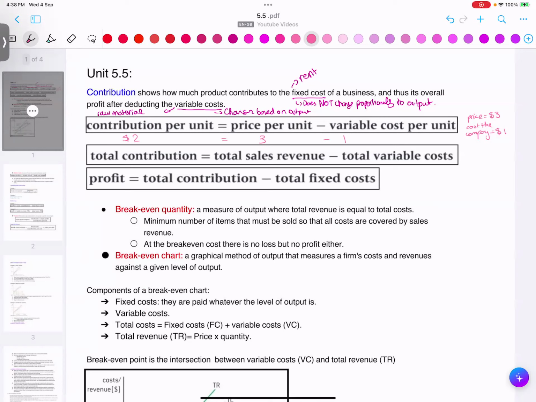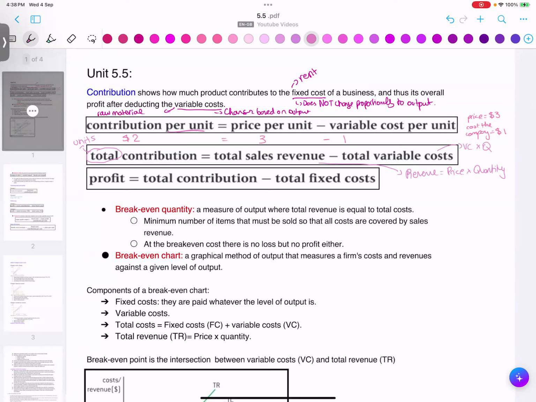And then you have total contribution, which is total sales revenue minus total variable cost. Now, what is sales revenue? Sales revenue is price times quantity, meaning the only thing added is the quantity sold. That's why it's total. It's the amount sold, because here it's per unit and here it's the total units. So it's price times quantity. And then total variable cost is the variable cost times quantity. Really, that's it.